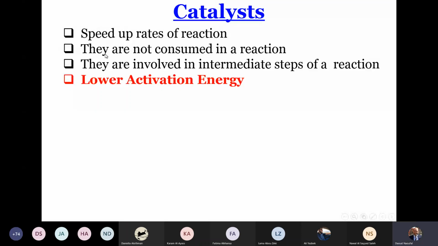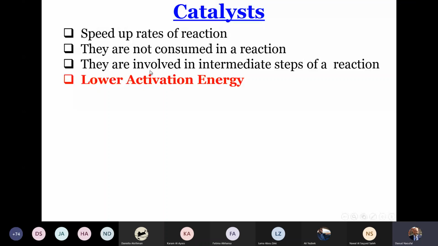The catalysts are not consumed in a reaction system. The catalysts intervene in the reaction, but they appear with the reactants and they appear with the products, so they do not appear in the equation of the reaction. The catalysts are involved in an intermediate step of a reaction.